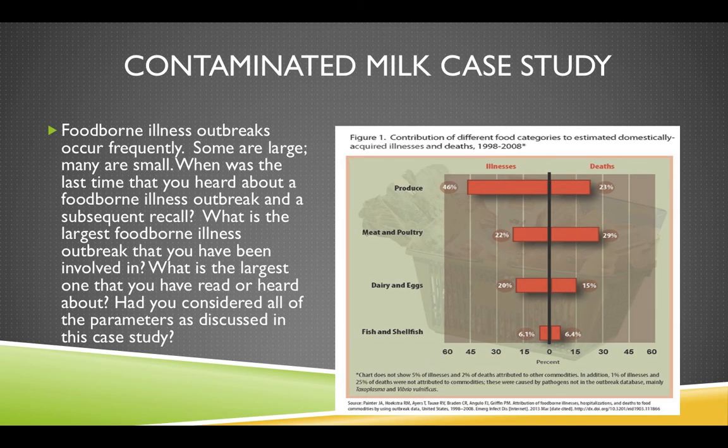Now moving into our third case study and a contaminated milk case study, we recognize that foodborne illness outbreaks occur frequently. Some of them are large, but many of them are small. When was the last time you heard about a foodborne illness outbreak and a subsequent recall? I don't know, maybe this week? And contaminated romaine lettuce? What's the largest foodborne illness outbreak that you've been involved in? What's the largest one that you've read or heard about? Had you considered all of the parameters as discussed in this case study?